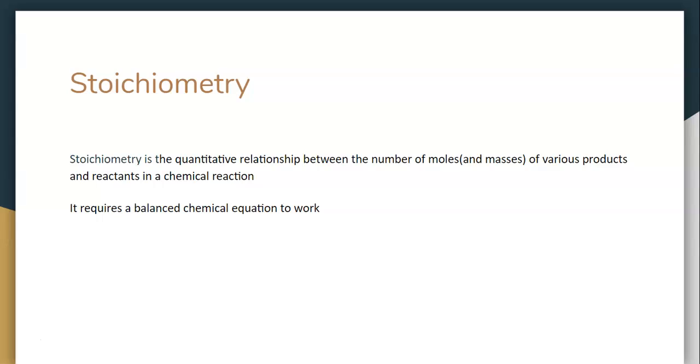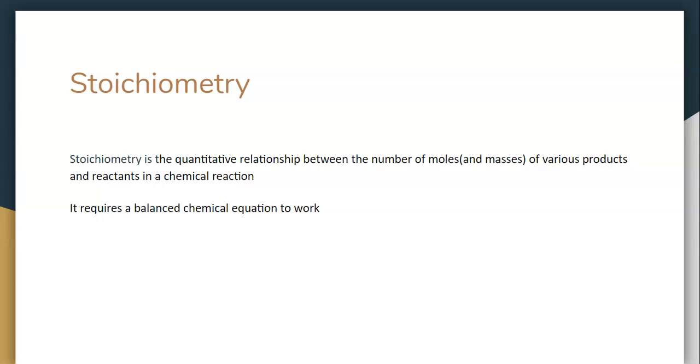So stoichiometry is the quantitative, the numeric relationship between the number of moles or masses of various products and reactants in a chemical reaction. Remember last unit I said that a balanced equation is super important? This is why. This stoichiometry is all based on the fact that you have a balanced equation, a balanced reaction.